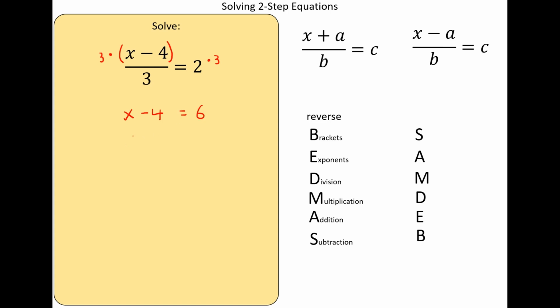Now I have x minus 4 equals 6. I'm going to undo the minus 4 by adding 4 to both sides. So now I just have x on the left side. On the right side, I have 6 plus 4, which is going to be 10. So x equals 10.